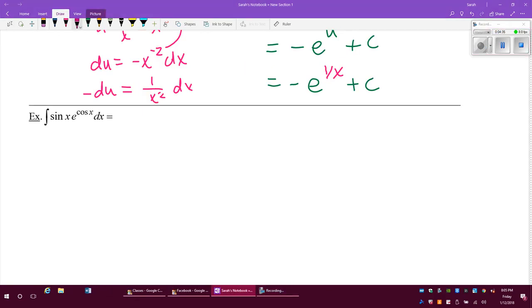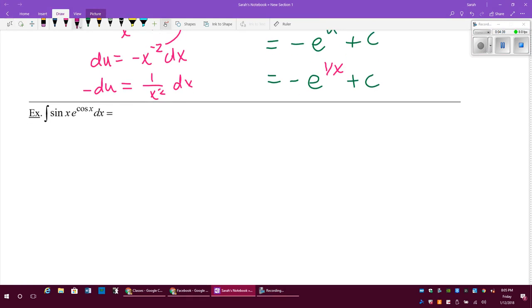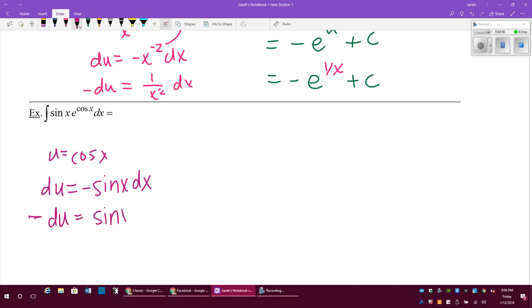I don't think this one's very bad at all, because I think it's relatively easy to see that we want to turn the cosine x into our u, which is going to make our du negative sine x dx. I don't have a negative, so if we multiply both sides by a negative, that's going to make that positive.